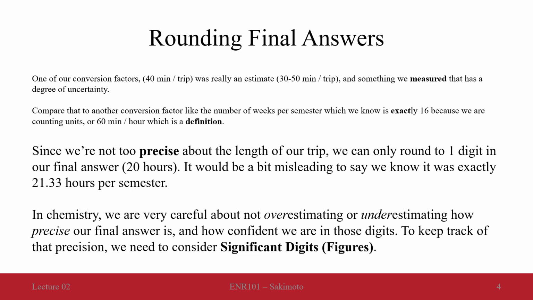In science and engineering, we have to be very, very careful about not over or underestimating how precise our final answer is, how confident we are in the value we calculated. We always need to represent our work truthfully and faithfully. To keep track of this measurement of precision, the uncertainty associated with each of our measurements, we need to consider this thing called significant digits. You may also see it called significant figures.